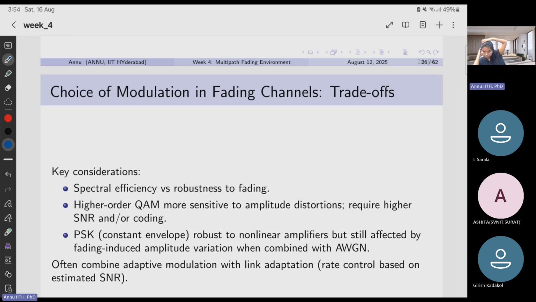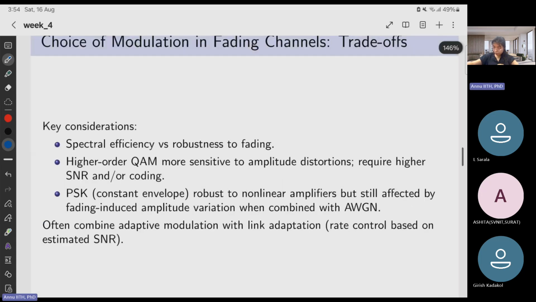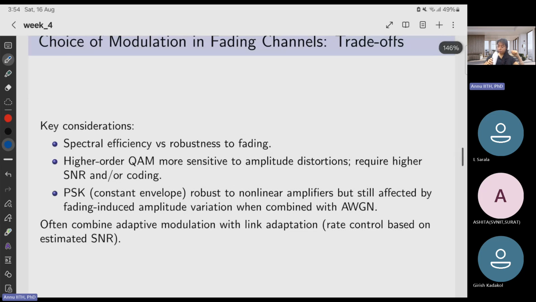Choice of modulation in a fading channel involves trade-offs, highest efficiency versus robustness to fading. Some key considerations: the higher order QAM is more sensitive to amplitude distortion and requires higher SNR encoding.